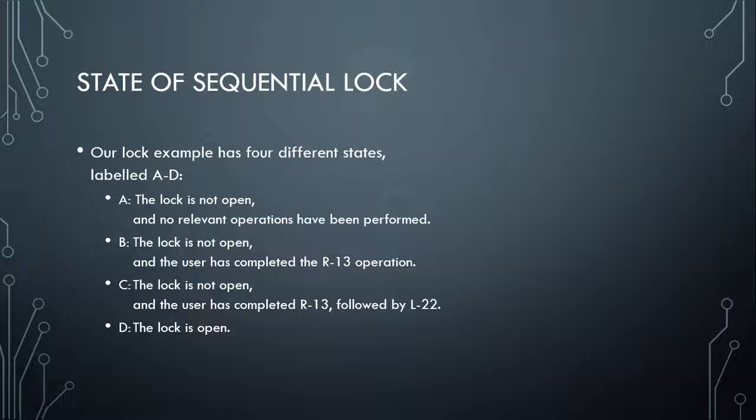State B, the lock is not open, and the user has completed the right 13 operation. Notice they did the first spin. State C, the lock is still not open, but the user has completed right 13 followed by left 22. And the last one, state D, the lock is open, because remember they had to go right 3, and that would open the lock. So that is the states of a sequential lock. After the lock is open, of course you could shut it, and it goes back to state A.